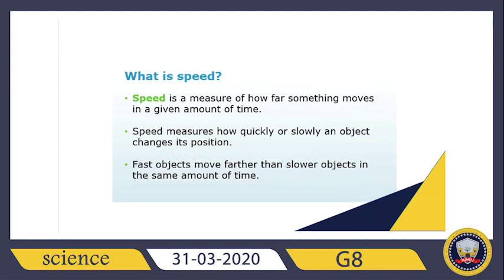So guys, what is speed? Actually, a change in an object's position tells us that motion took place, but it doesn't tell us how quickly the object changed position. The speed of an object is a measure of how far something moves in a given amount of time. In other words, speed measures how quickly or slowly the object changes position. In the same amount of time, a faster object would move farther than a slower moving object would.